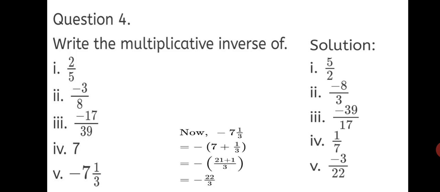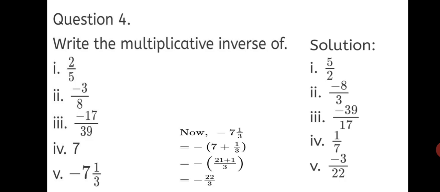Let's have a look at the working. Convert it into an improper fraction first. 7 3s are 21, plus 1, 22. 22 upon 3 you get. Okay, and the minus sign remains in the numerator. So minus 22 upon 3, the inverse will be minus 3 upon 22. So this way we have solved 5 sums on multiplicative inverse. Why are we studying multiplicative inverse here? Because we will need them in solving division sums of rational numbers.